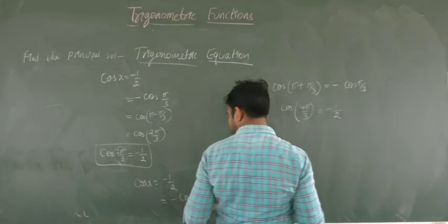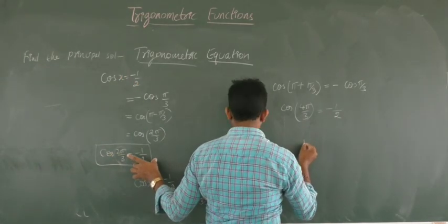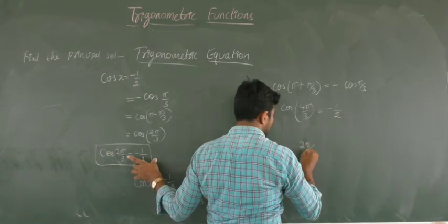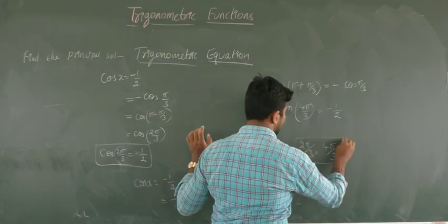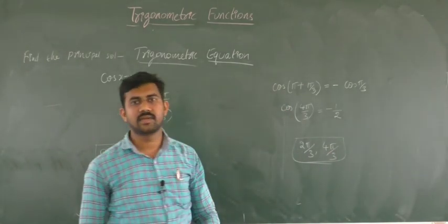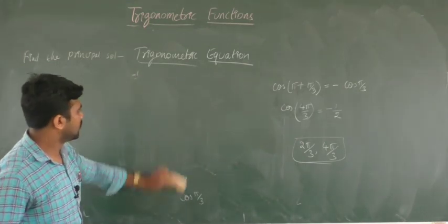So the principal solutions of cos x is equal to minus half are 2 pi by 3 and 4 pi by 3. Okay, like this. Now, next question, see.